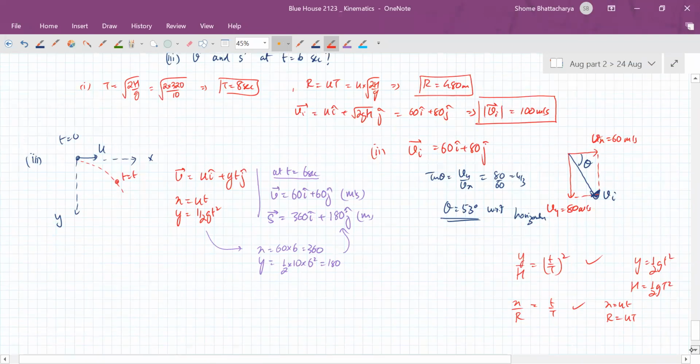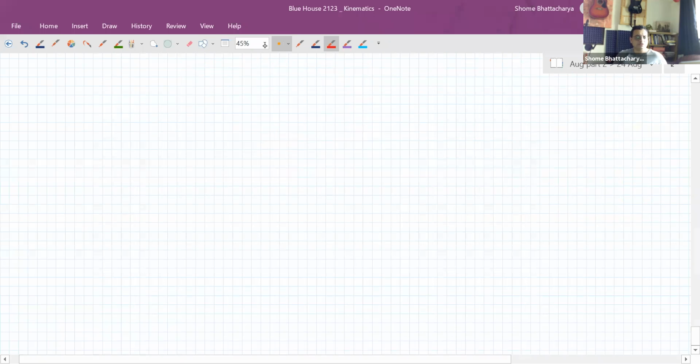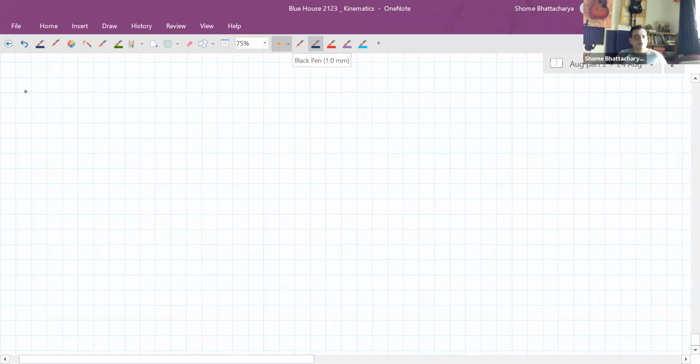Now we come to the final part of this projectile motion from a heightened point. So that's the second case. Oblique projection. That means projection at some angle from a height.